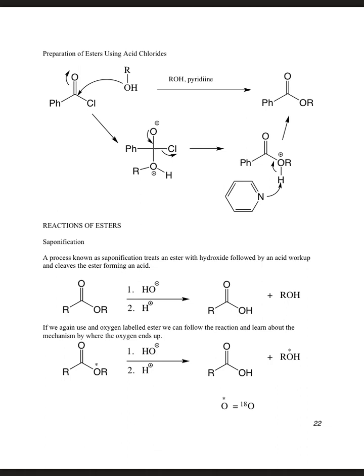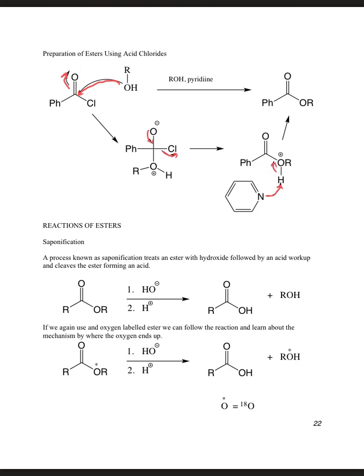So how can we make esters other ways? We can use an acid chloride. As we showed earlier, we can add an alcohol into the acid chloride to form the tetrahedral intermediate, reform the carbonyl, kick off the chlorine, and then take off our extra hydrogen with our pyridine to give us the ester.